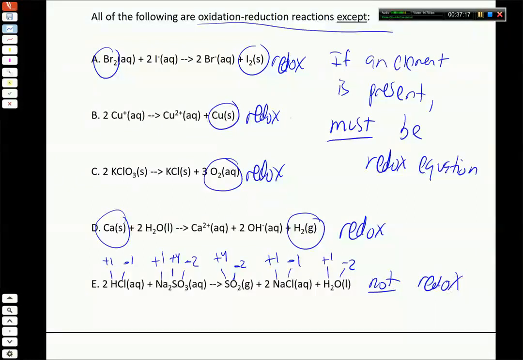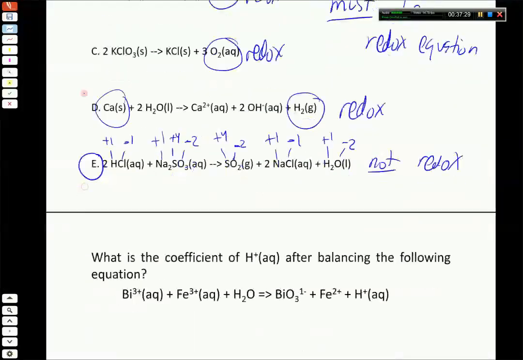This would be classified as an acid-base reaction. It does involve an acid and a base, but there's also some other things happening too, so it's not as simple as most acid-base equations, but it is an acid-base reaction. It's not a redox reaction, and that's the one that we would pick.